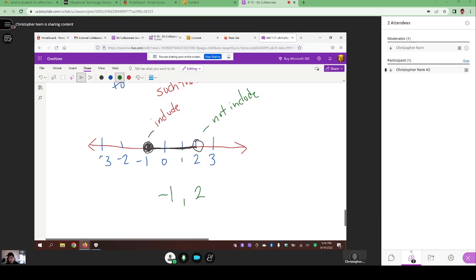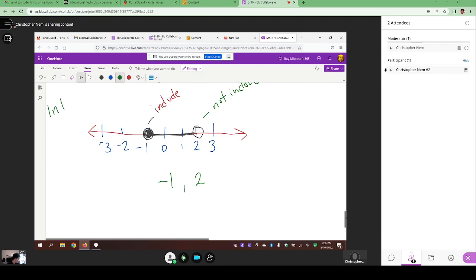Now, the symbol for including in interval notation, this is interval notation. Can I write that down? Interval notation. The symbol for interval notation, if we want to include a number, we're going to be using brackets. If we don't want to include a number, we're going to be using parentheses.